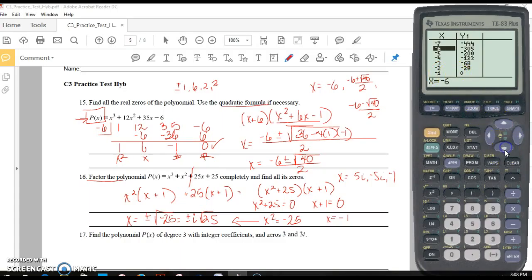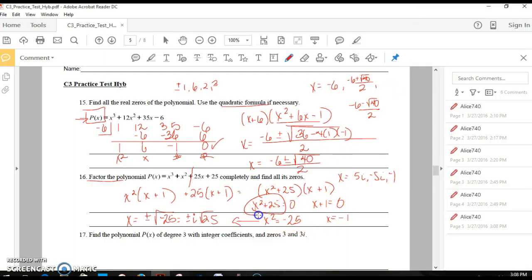But you won't see, obviously, the imaginary roots, right? So you can synthetically divide by the negative 1 and then get this. And then if you're not sure if you can take the square root of the negative, you can use the quadratic formula on the x squared plus 25, and your b would be 0, a would be 1, c would be 25.